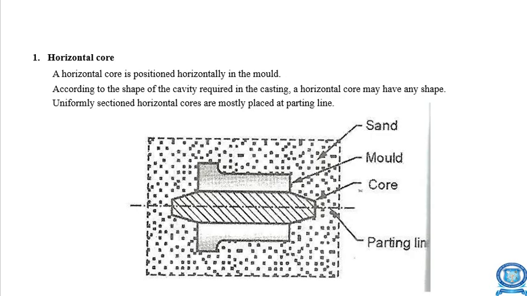In horizontal core, a horizontal core is positioned horizontally in the mold, like the diagram itself. According to the shape of the cavity required in the casting, a horizontal core may have any shape. Uniformly sectioned horizontal cores are mostly placed at the parting line, in between the cope and drag box.